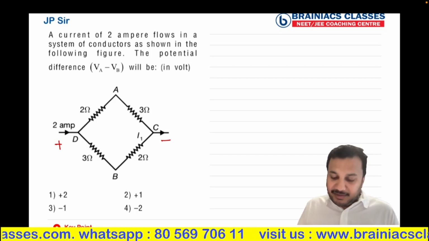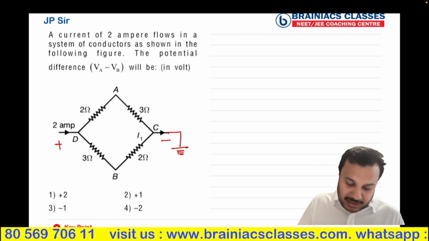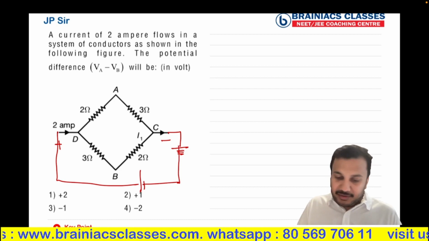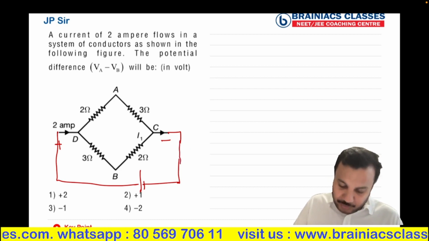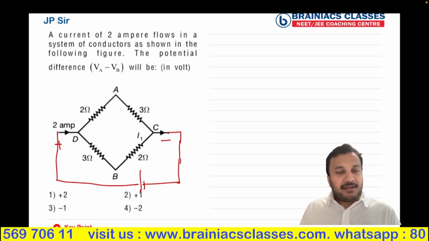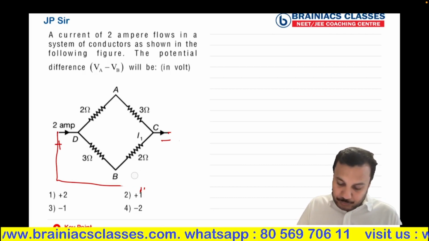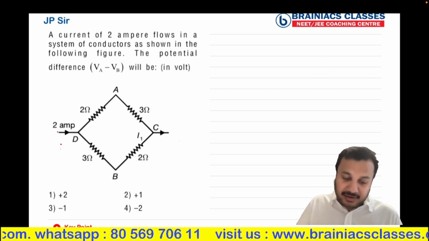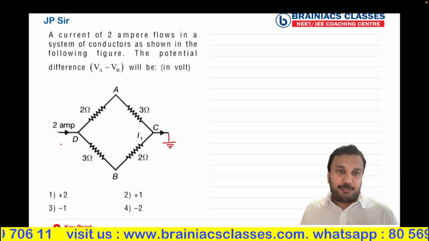Negative indicates it's nothing but a ground, and you can assume this is like a battery. It is connected like this. This is the easy way to remember. If you are given a circuit like this one, you can always remember it like this. It's a circuit diagram, so because of the battery, the current is flowing through the circuit. So for me, the point C is nothing but a ground point.